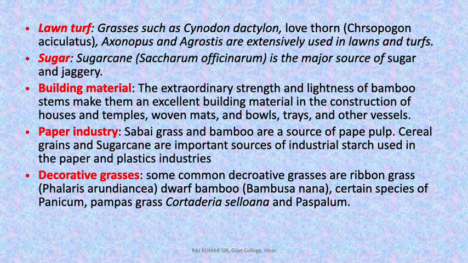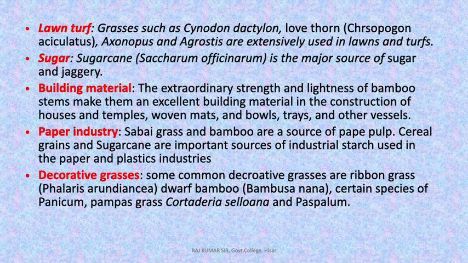This family provides building material. The extraordinary strength and the lightness of bamboo stems make them an excellent building material in the construction of houses and temples, woven mats and bowls, trays and other vessels. Paper industry. Sabai grass and bamboo are the sources of paper pulp. Cereal grains and sugarcane are major sources of industrial starch used in the paper and plastic industries. Decorative grasses are also obtained from this family.